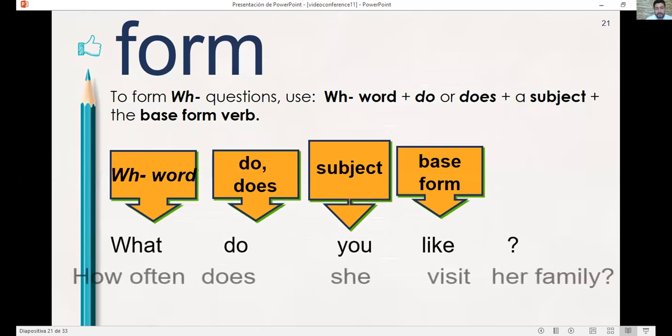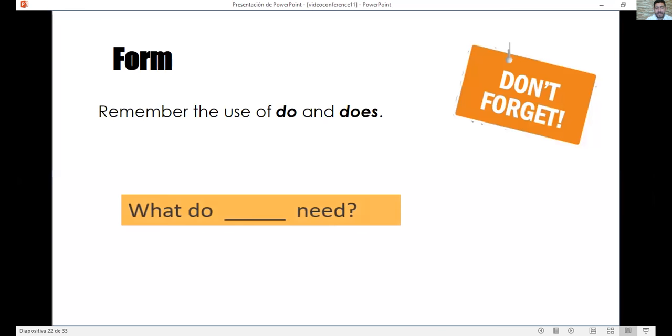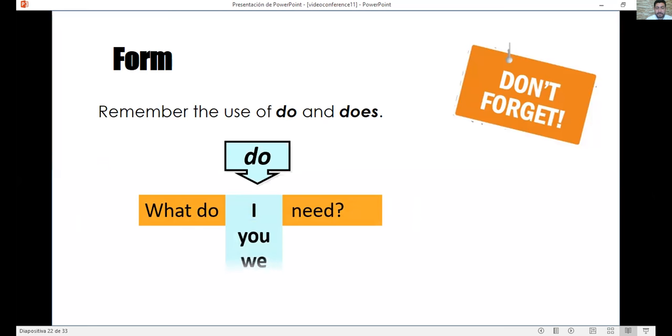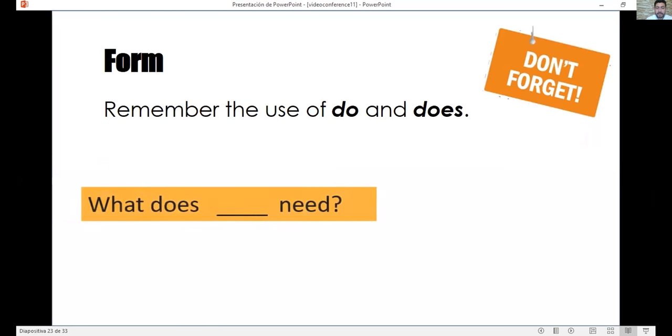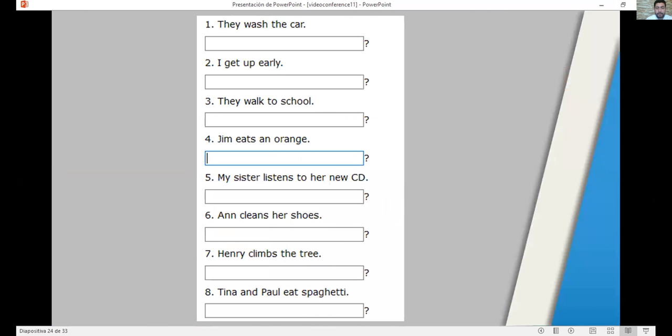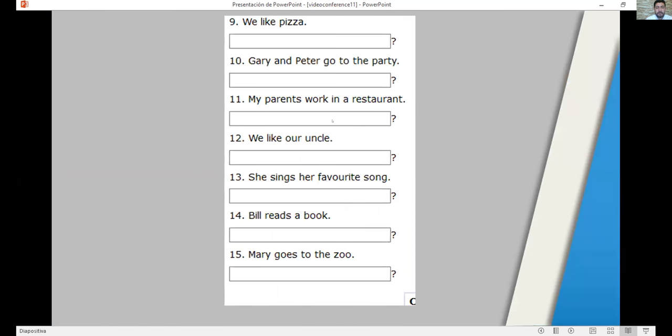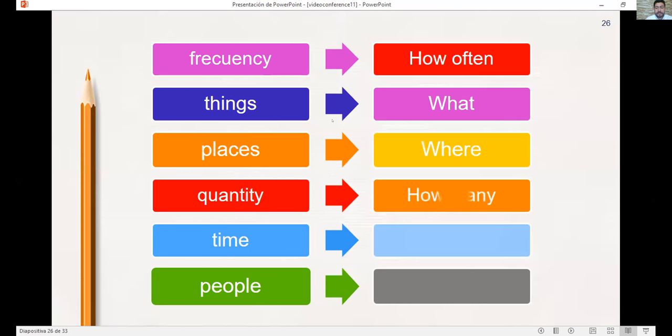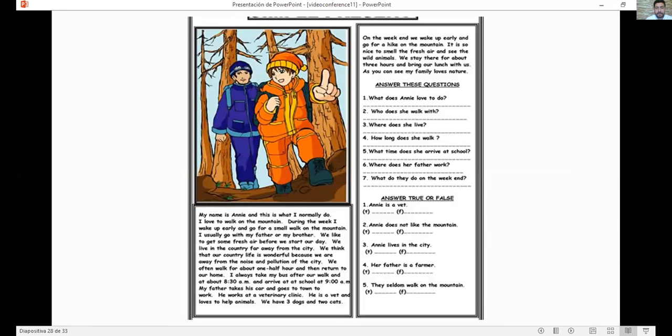Okay, then we discussed the form. We advised not to forget that do is used with I, you, we, they, and does is used with he, she, and it. We made a little practice where we gave the answer and they had to formulate the question. And then we reviewed the frequency, how often, and we didn't finish this, but tomorrow we will continue.